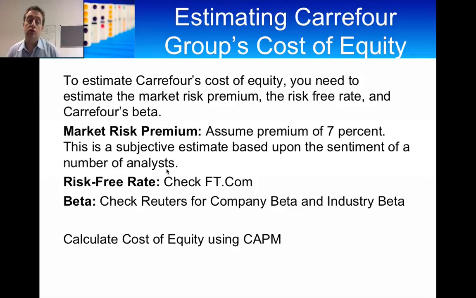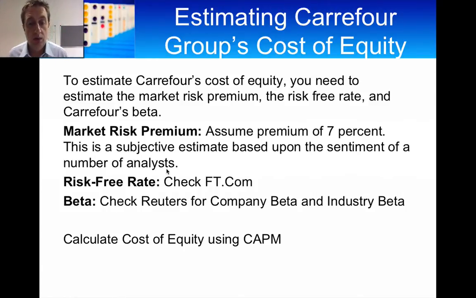Now the next thing we're going to do is calculate the cost of equity. We're going to use CAPM, so the CAPM formula is the expected return on the equity is equal to the risk-free rate plus beta times the market risk premium. And the market risk premium is just the expected market return minus the risk-free rate. So we've got to find three things: the market risk premium, the risk-free rate, and beta.